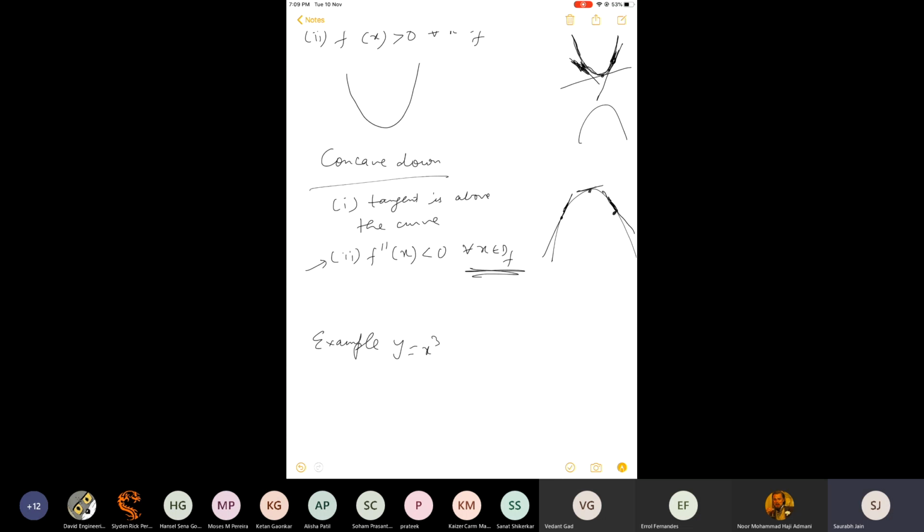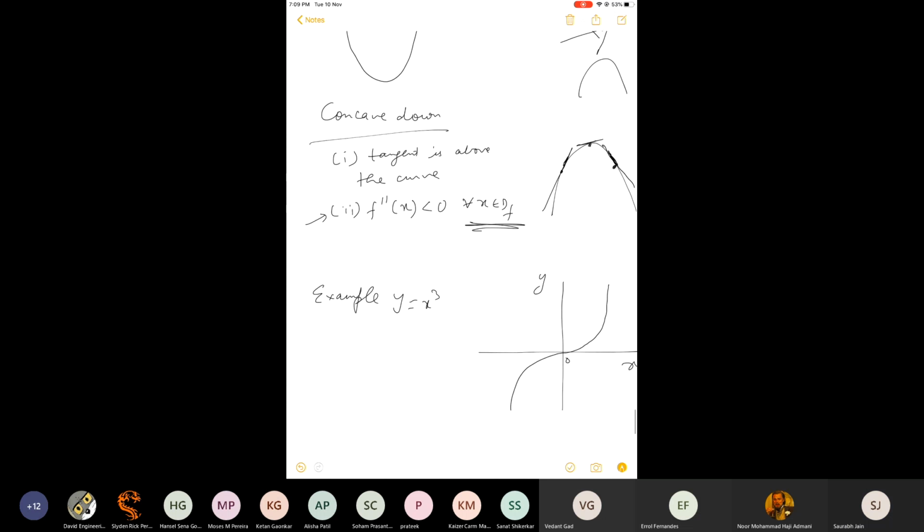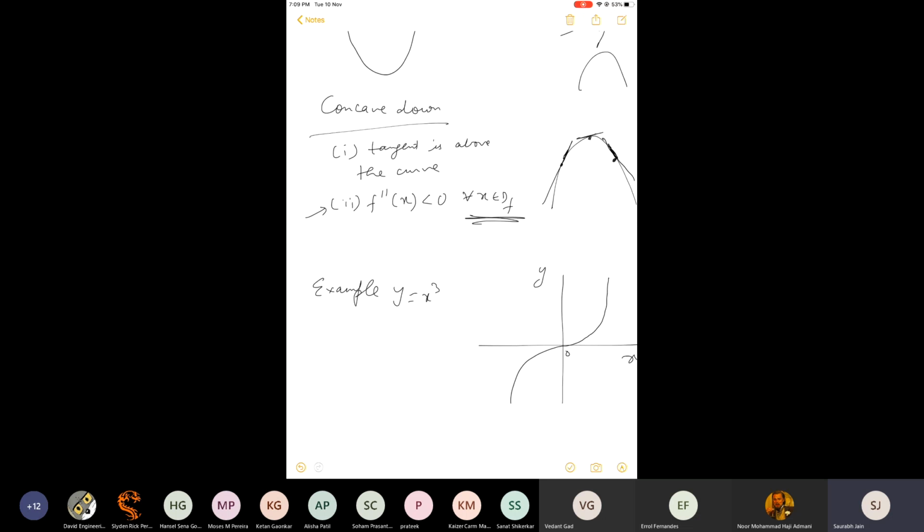See, when we were studying differentiability, at that time I said you learned this graph of y equals x cube. I will tell you the reason later on why it is so. So what is important here is this shape. Right? Concave up, concave down.